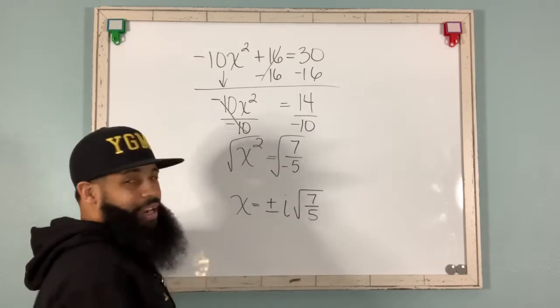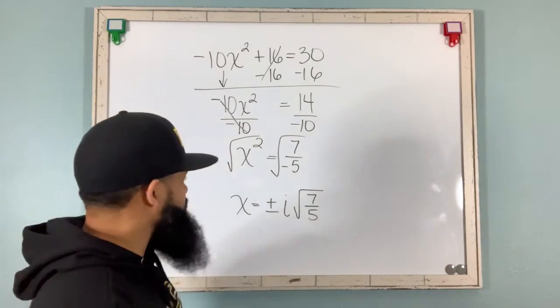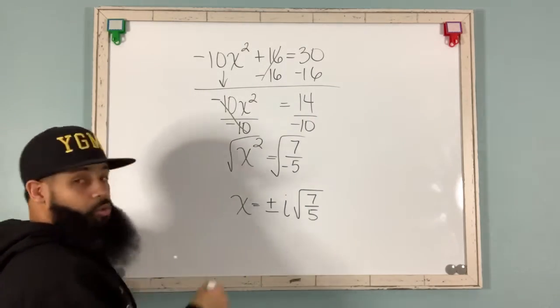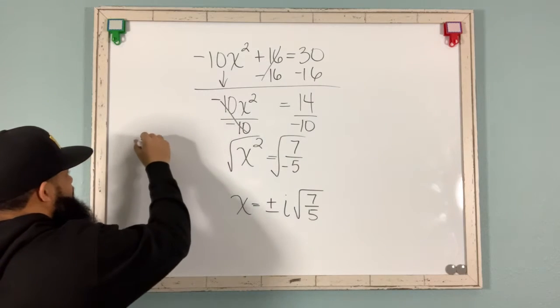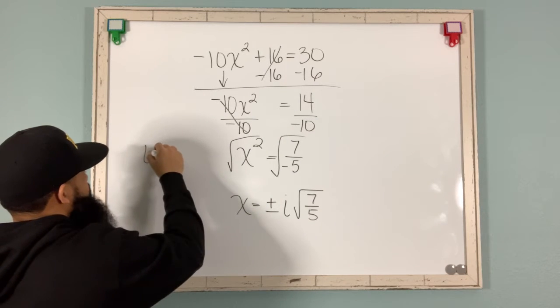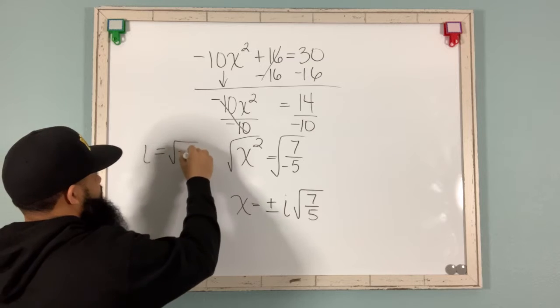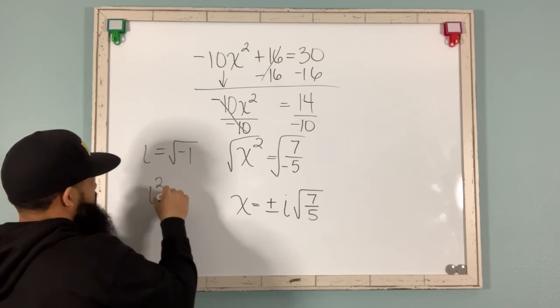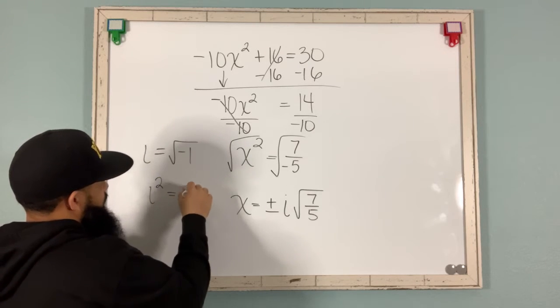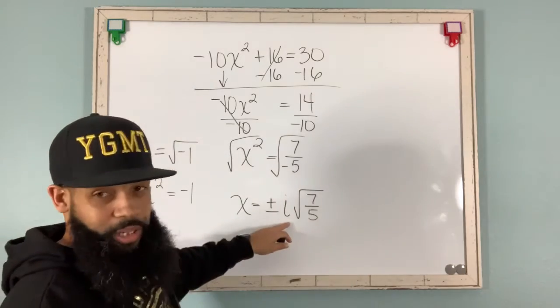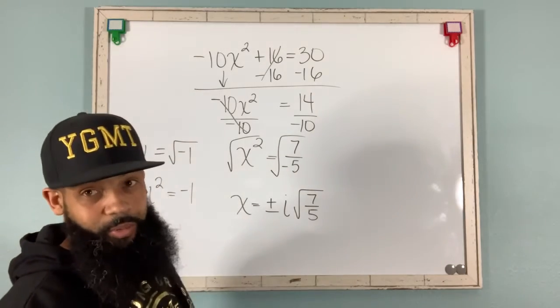Some people put the i next to it on the right side, but remember, just for a reminder, i is equal to the square root of negative 1, and i squared is equal to negative 1. All right, so that's how we got the i to get rid of that negative sign right there.